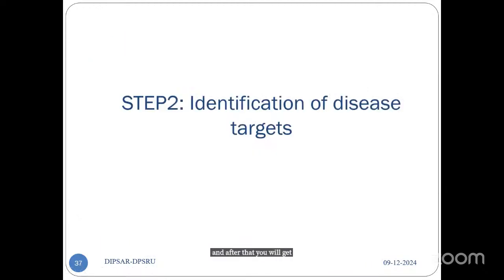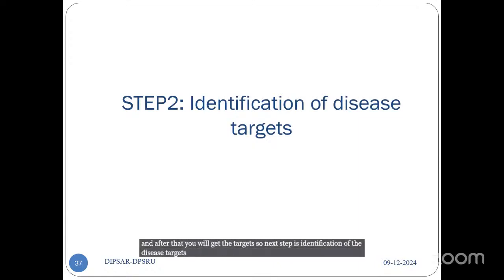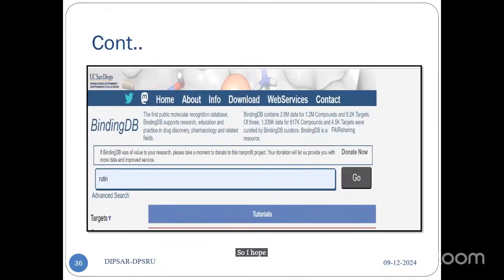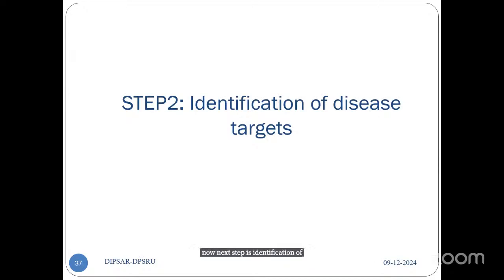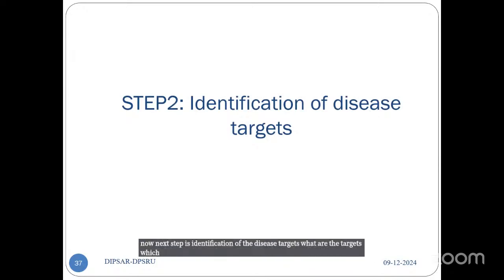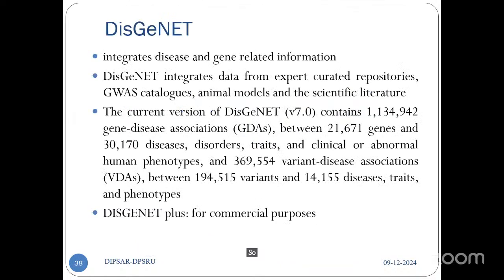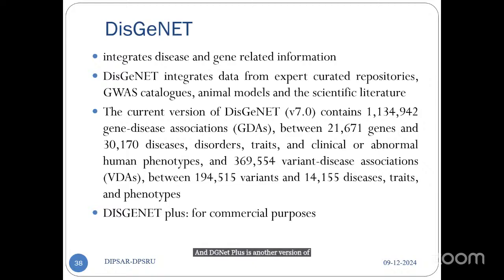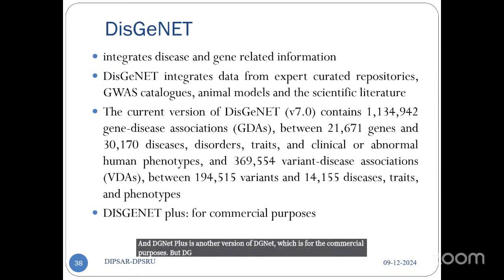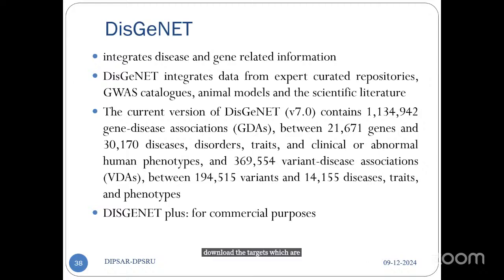The next step is identification of the disease targets. Before and after these steps, you have to do data mining of the literature as well. Now, the next step is identification of the disease targets: what are the targets involved in that particular disease? To identify the disease targets, DisGeNET is the most popular database, which you will find in every network pharmacology paper. DisGeNET Plus is another version of DisGeNET, which is for commercial purposes. But DisGeNET is freely available, where you can download the targets involved in that particular disease.